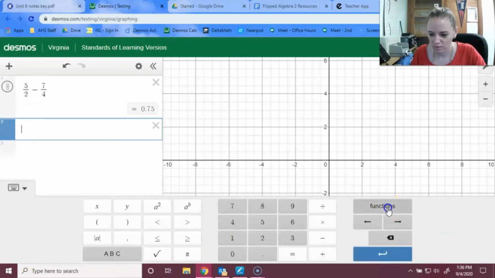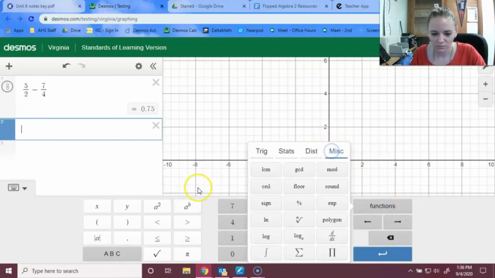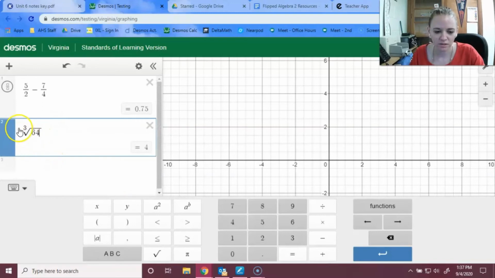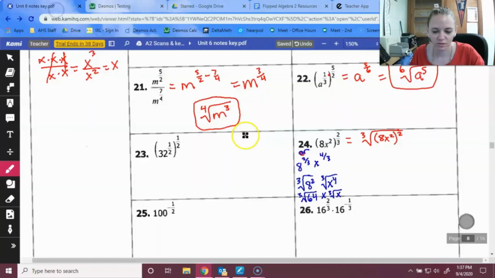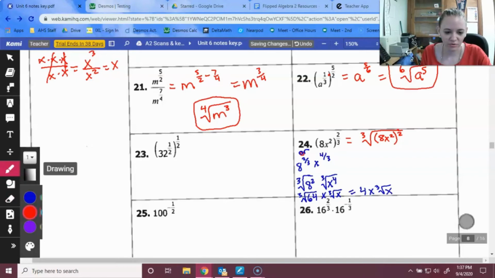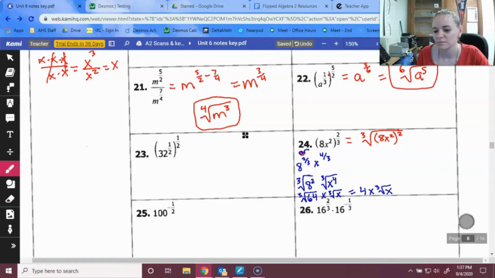Come back to me. Is that 4? Yes, it is. The 3rd root of 64 is 4. So this will change to a 4. So it's just 4x, 3rd root of x. Okay? And then let's go ahead and finish it the other way. This way. Okay?